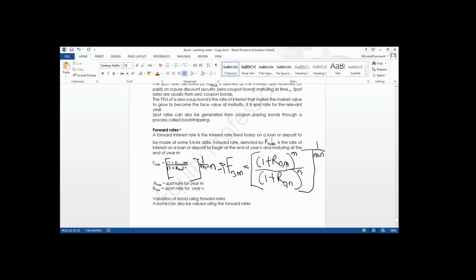Your R_0M is the spot rate for year M. Year M is the maturity year. Your R_0N is the spot rate for year N. Year N is the commencement year. This formula can be used to calculate forward rates. So you may be asked to calculate forward rates.